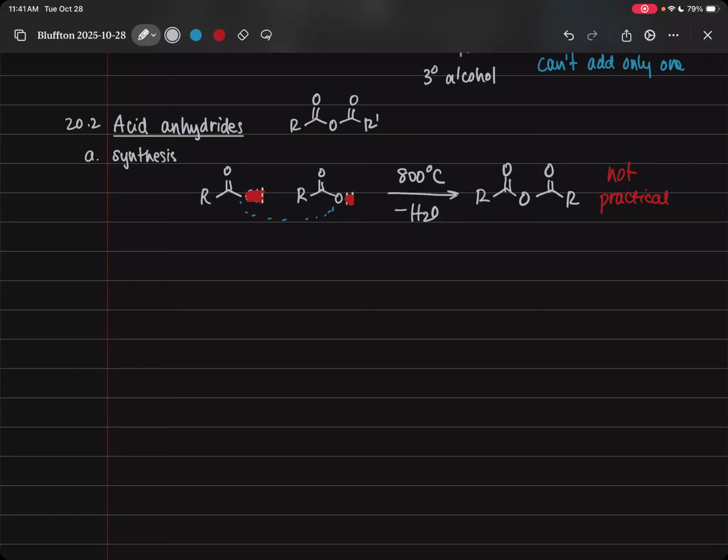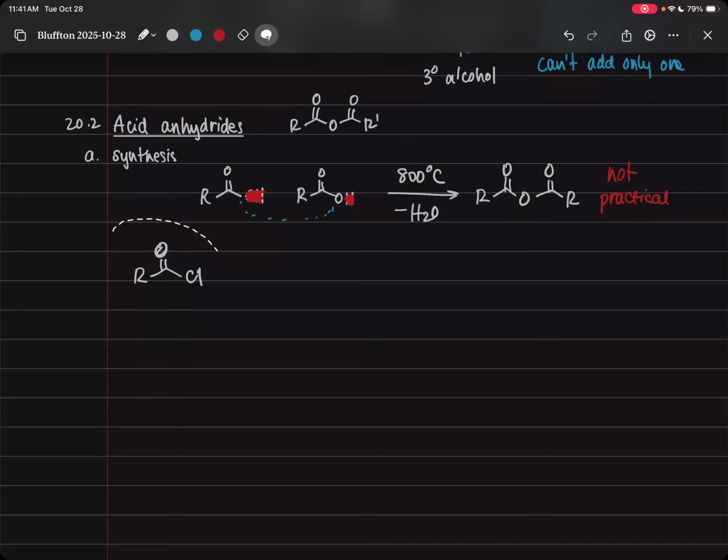What is more practical is to start from a more reactive molecule, right? In this case, we're going from carboxylic acids to a more reactive functional group. That's why we need a stupid amount of heat to do it. But let's start with a more reactive functional group than acid anhydrides, which is an acid chloride. So we know how to make that. So we'll say we already have this molecule.